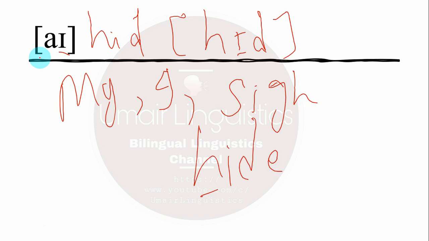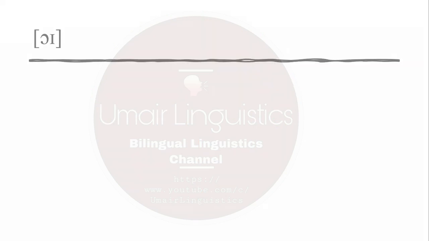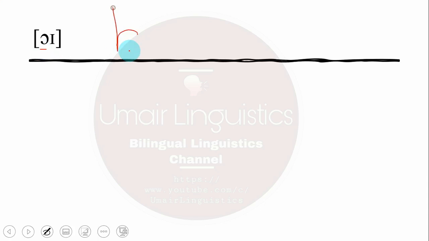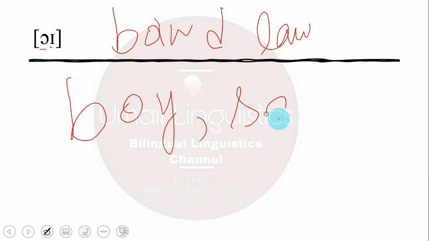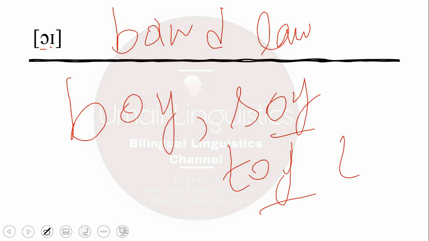Then we have another diphthong. In this diphthong, the first element is the same as we have in board, or in low, or other words. The second element is the same as we have in words like hid. It is usually pronounced like "oi". So for example, boy, or you can say soy, toy. So in all these examples, we have this diphthong.